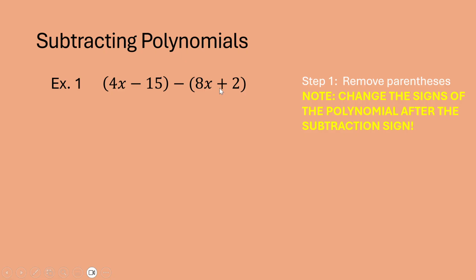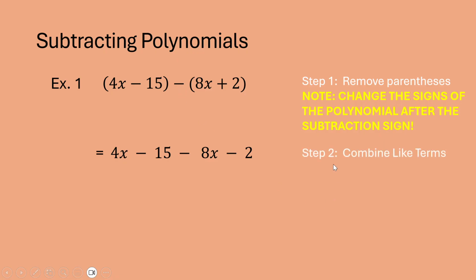Okay? All right, the first polynomial, this one will remain the same. But then here, the positive 8 becomes negative 8. The positive 2 becomes negative 2. And that's because you're essentially distributing the subtraction, or the negative 1. So this becomes negative 8. This becomes negative 2. Okay? So remember to change the signs of the polynomial that comes after the subtraction sign.